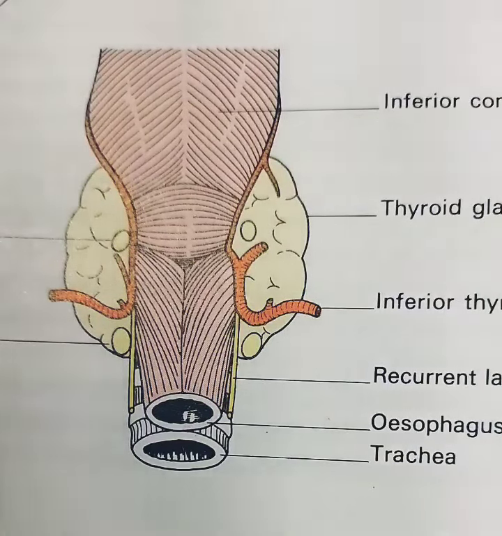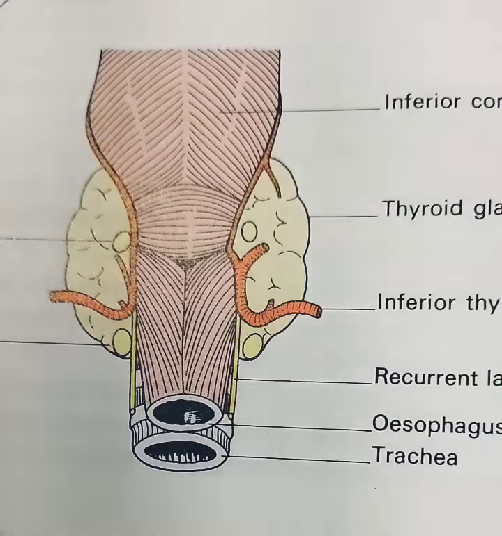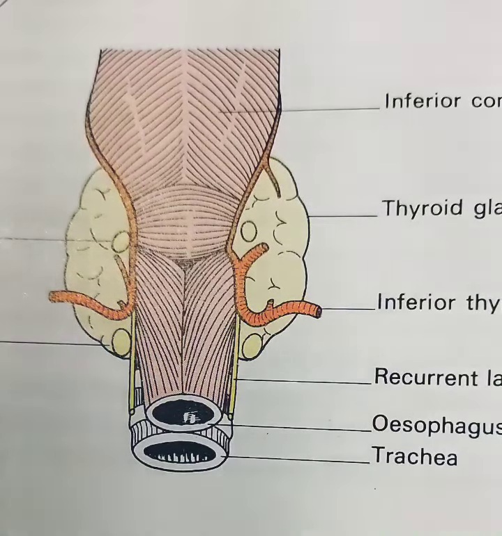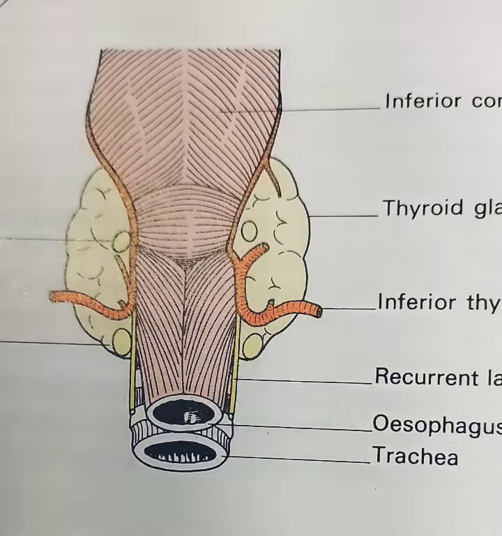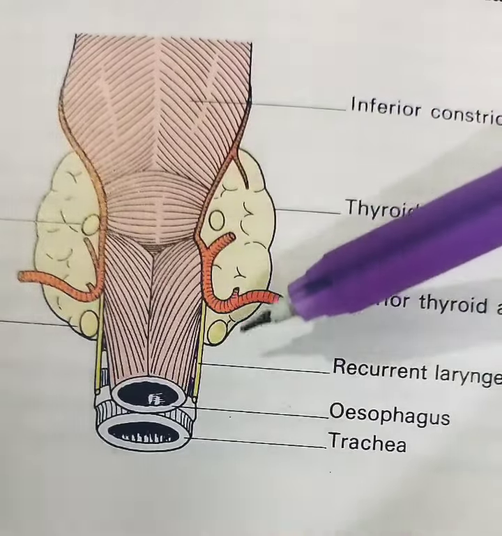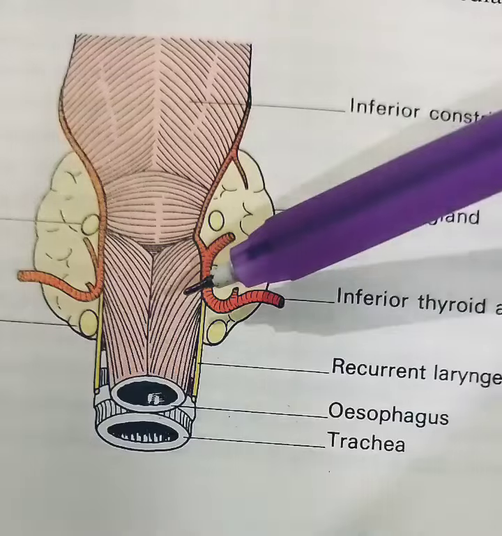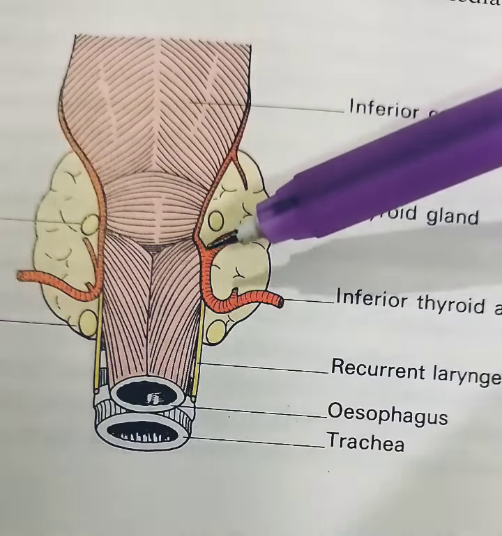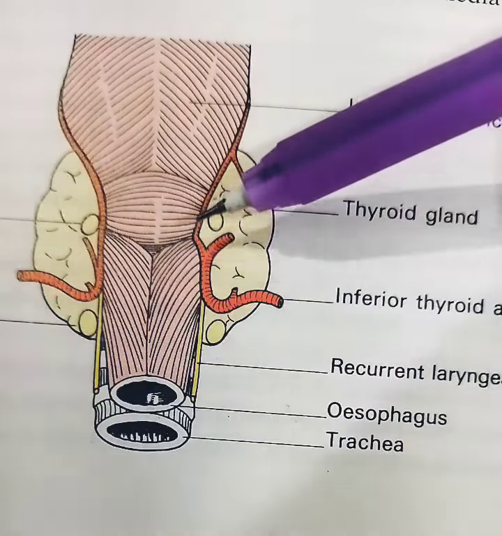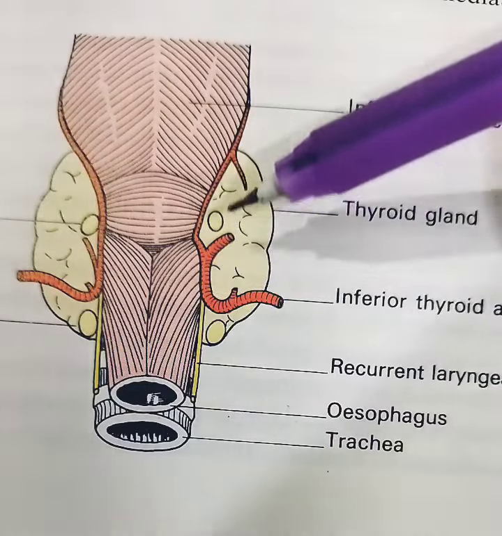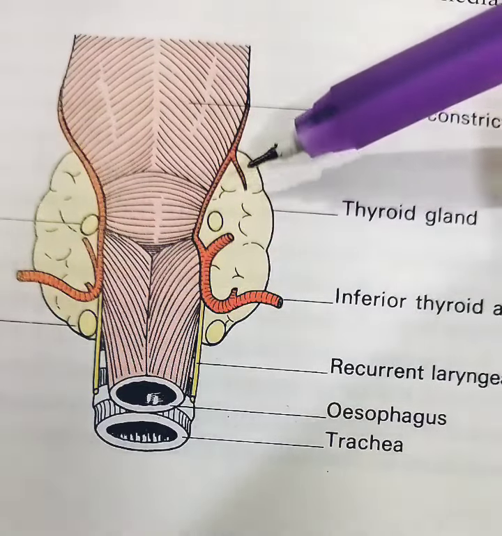In this video, I discuss the parathyroid gland, its development, and its normal and abnormal position. The parathyroid gland is an endocrine gland, usually 4 in number, but the number may vary from 2 to 6, and they are situated just behind the lobe of the thyroid gland.